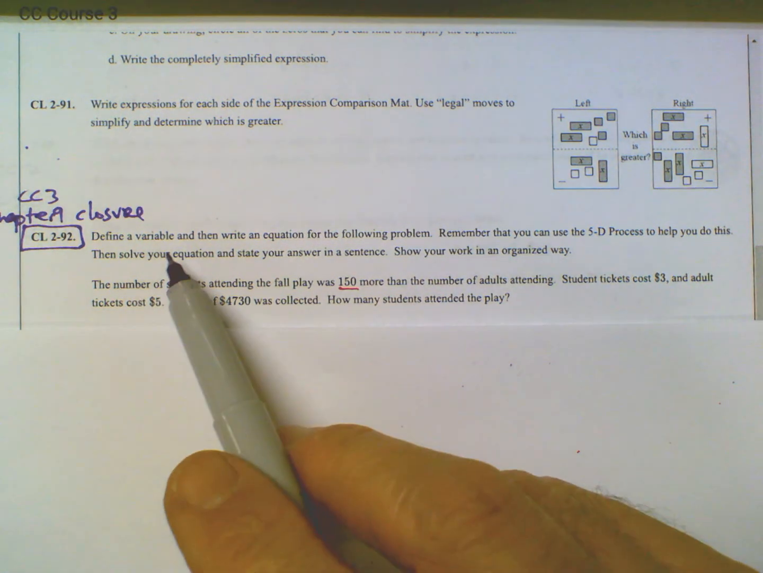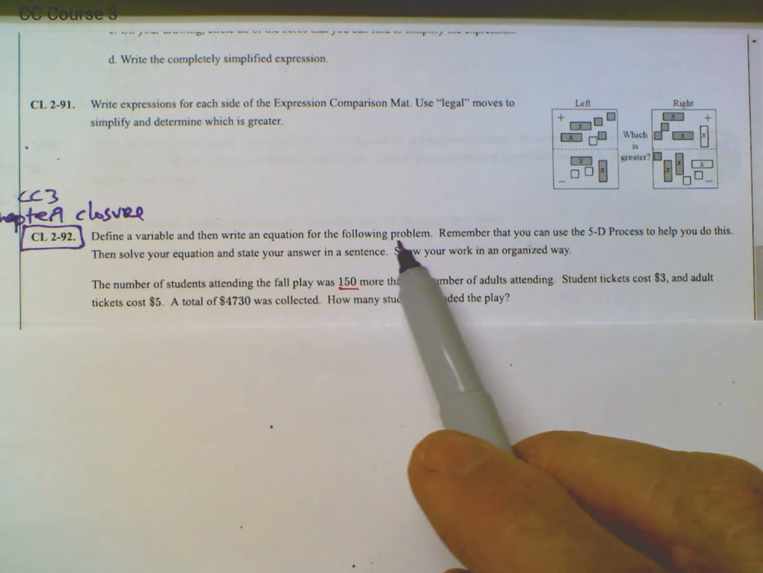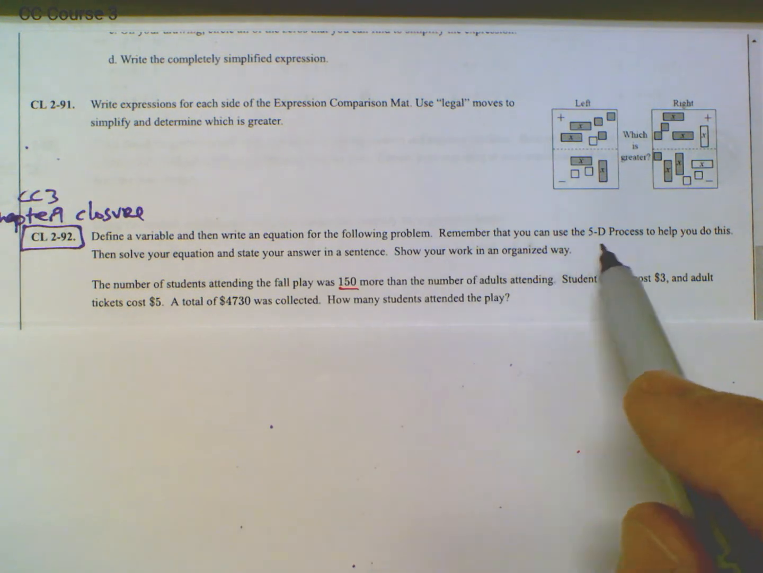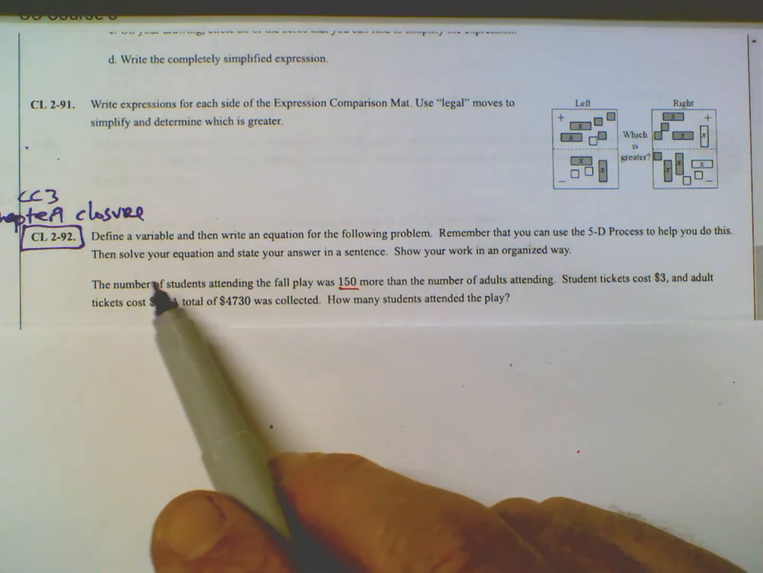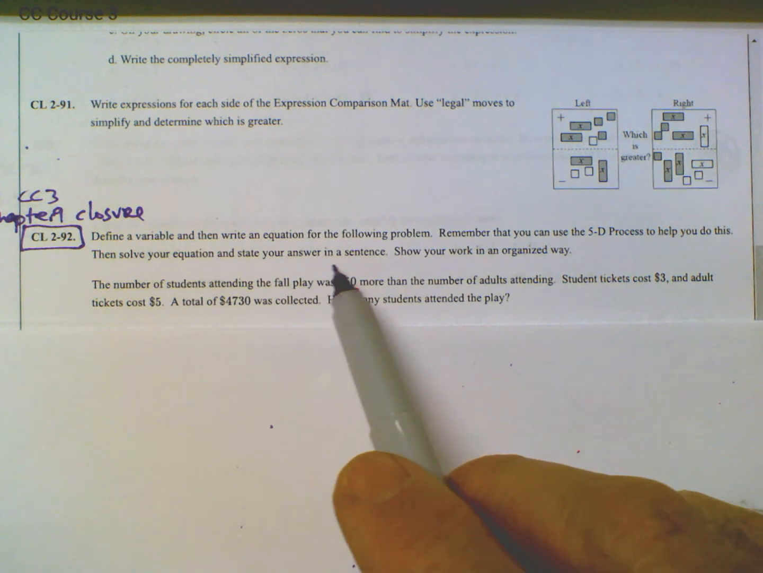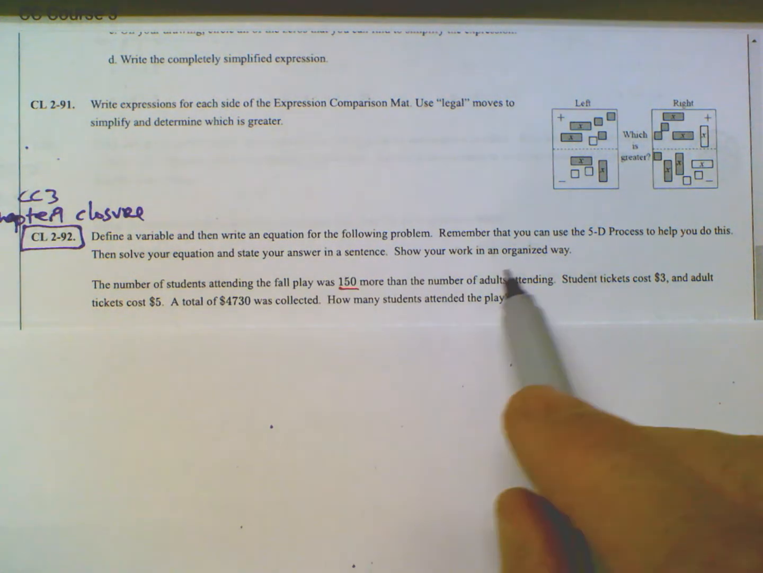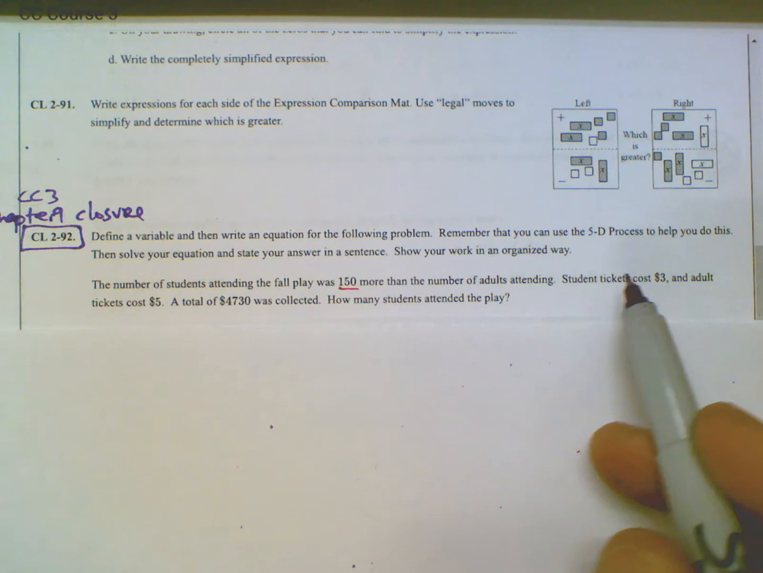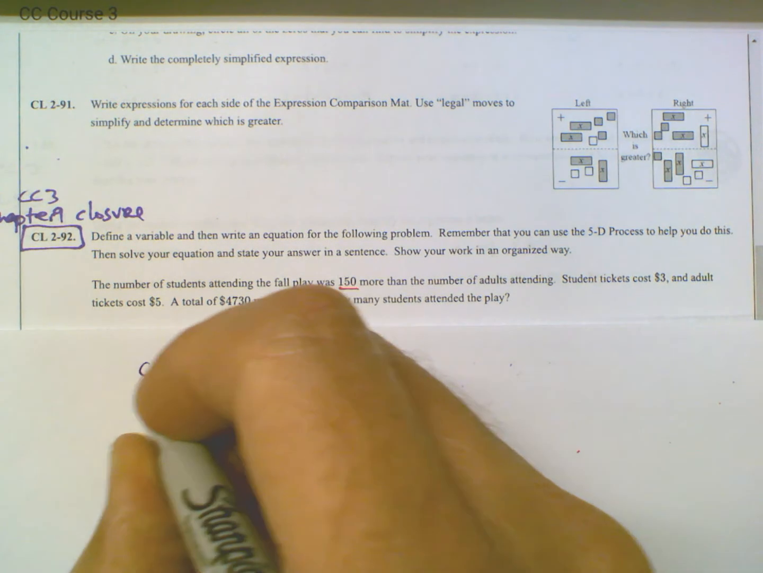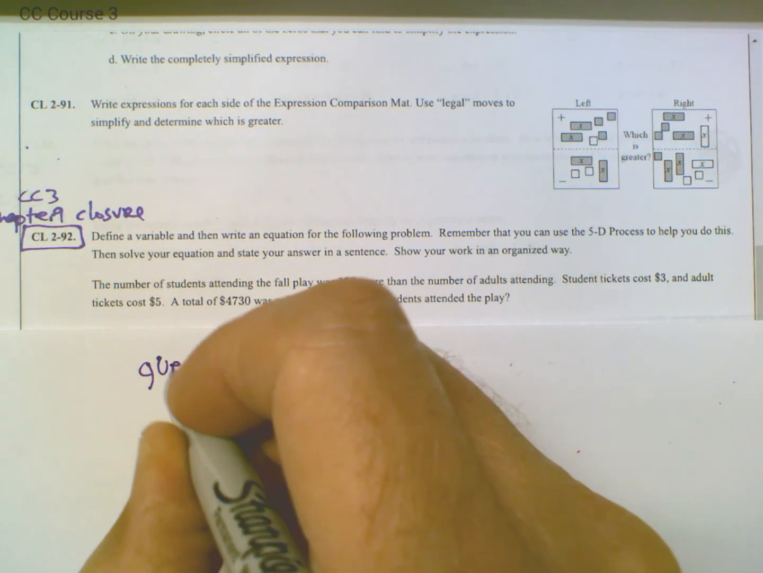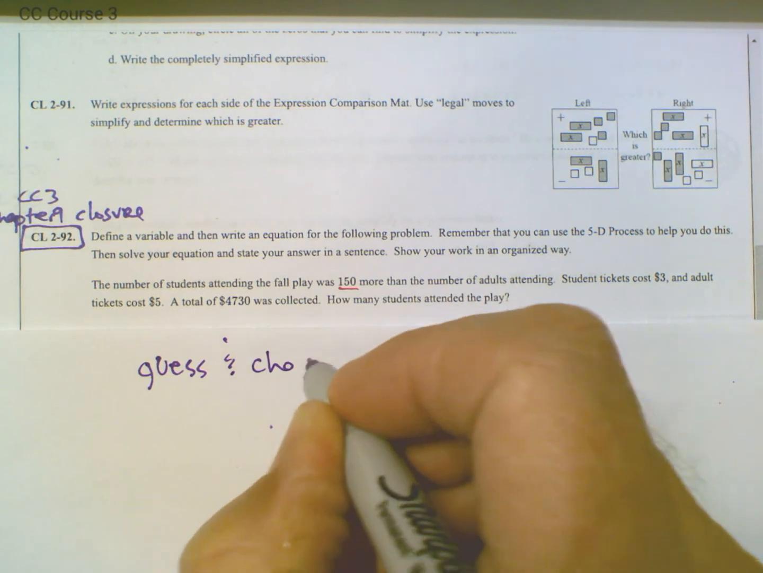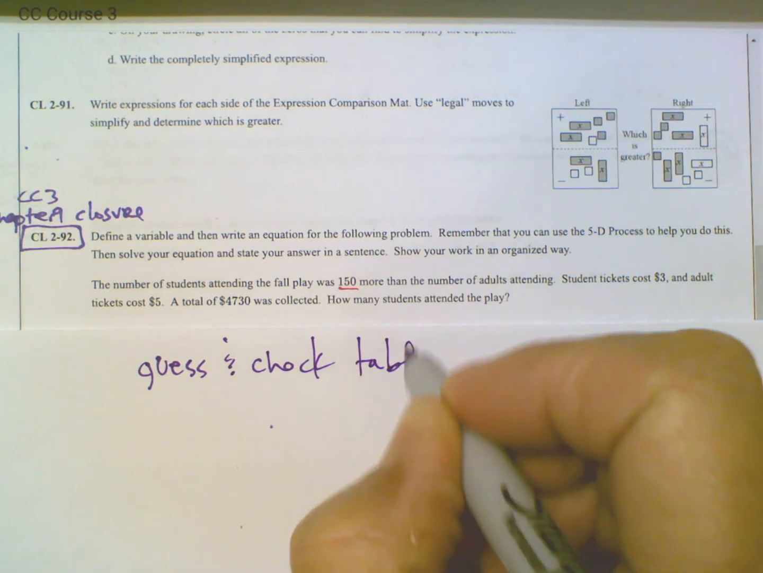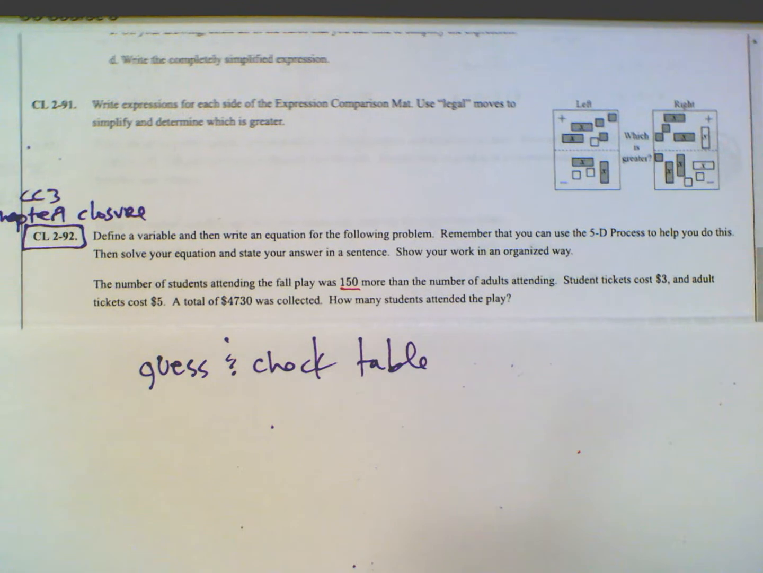The question is saying define a variable, then write the equation for the following problem. Remember that you can use the 5D process to help you do this. Then solve your equation and state your answer in a sentence. Show your work in an organized way. So the 5D process, remember the first step is a guess and check table. That's what I'm going to start with.